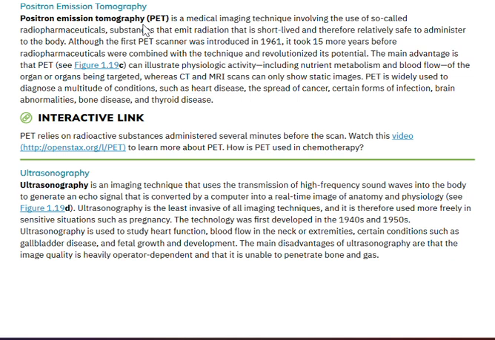Ultrasonography and positron emission tomography. I haven't really heard about this too much in the medical field, but granted, what I do, it doesn't really involve that, but I'll read it. Positron emission tomography is a medical imaging technique involving the use of so-called radiopharmaceuticals, substances that emit radiation that is short-lived and therefore relatively safe to administer to the body.